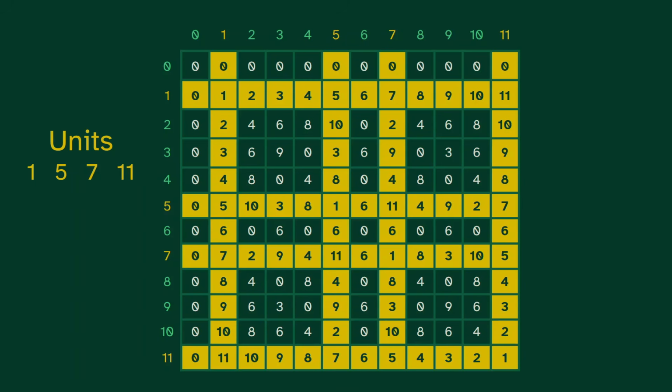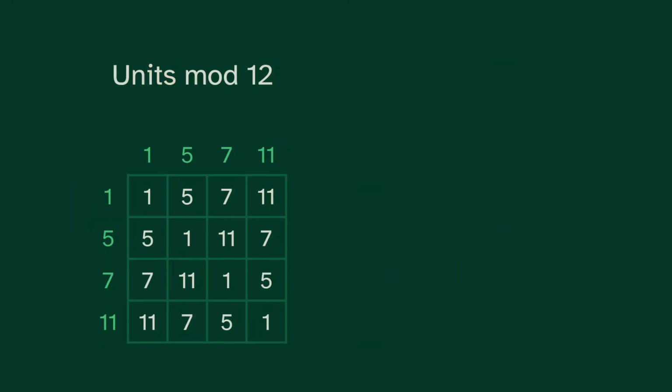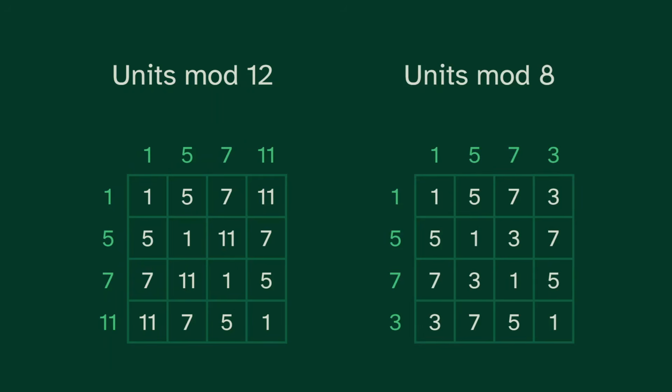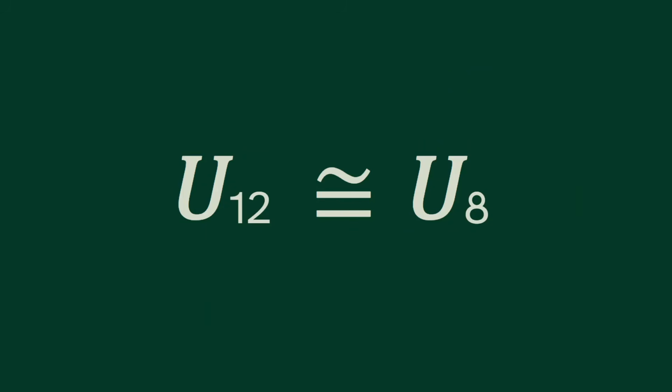So what defines these units? They are co-prime to 12. Okay, so we have these units mod 12, but we could do this with any number. For example, here's the multiplication table for the units mod 8. And we notice it looks very similar. The only difference is that there's 11s on the left and 3s on the right. Other than that, these are the exact same. Because of this, we say that the units mod 12 are isomorphic to the units mod 8. They have the exact same fundamental structure.